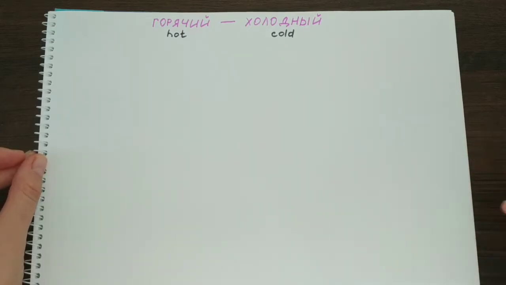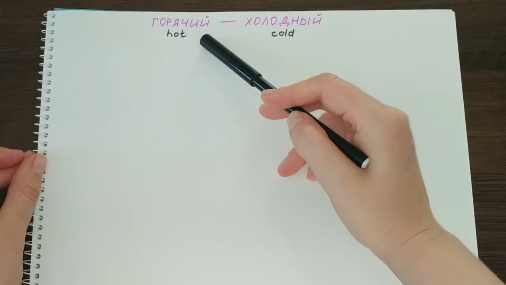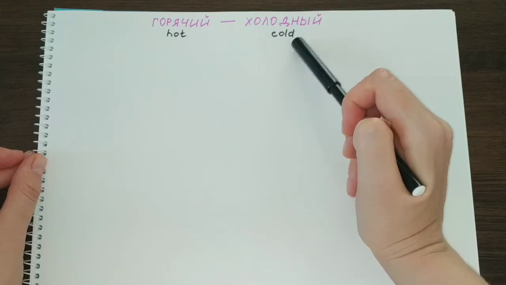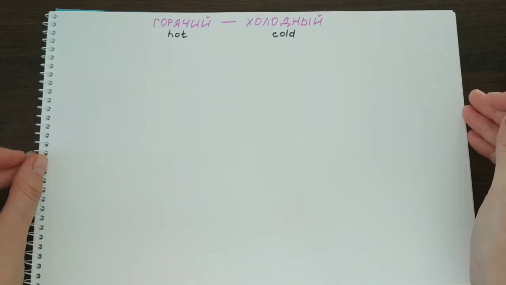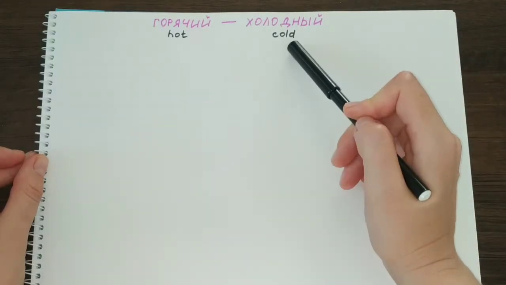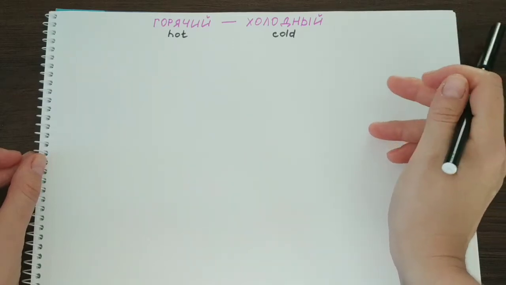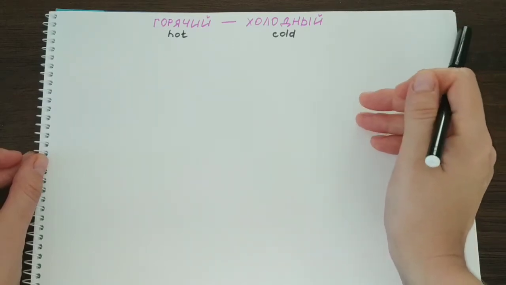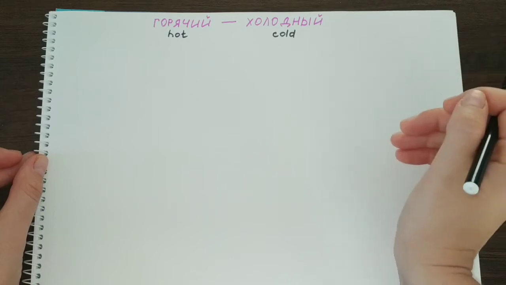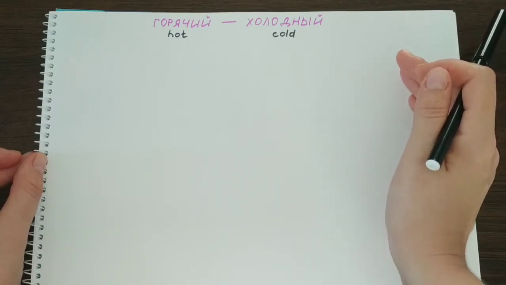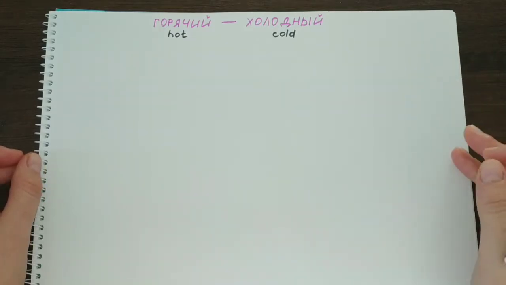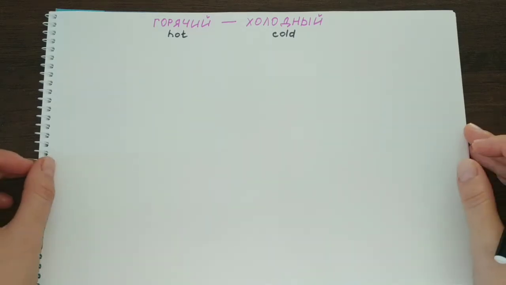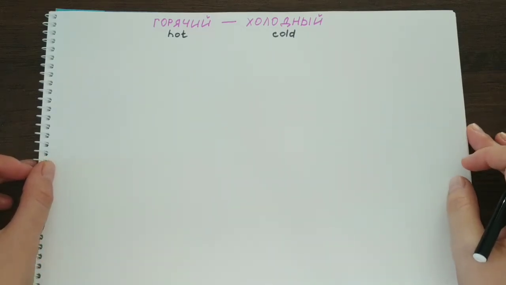And these two adjectives for today's lesson are горячий and холодный. These two adjectives are pretty commonly used in the Russian language as well as in English, because they mean hot and cold, and there are a lot of things that can be described as either горячий, hot, or холодный, cold. So let us talk more about these adjectives, and of course we'll also be learning their meanings, and we'll be writing down some phrases with these adjectives.